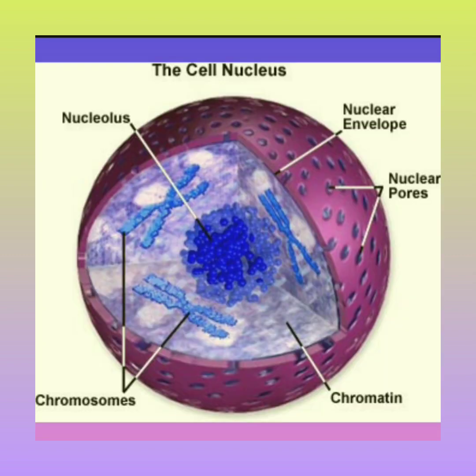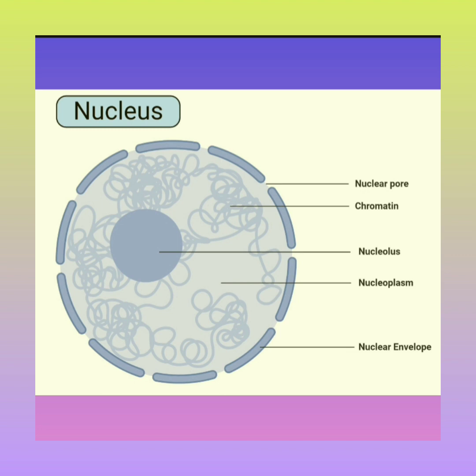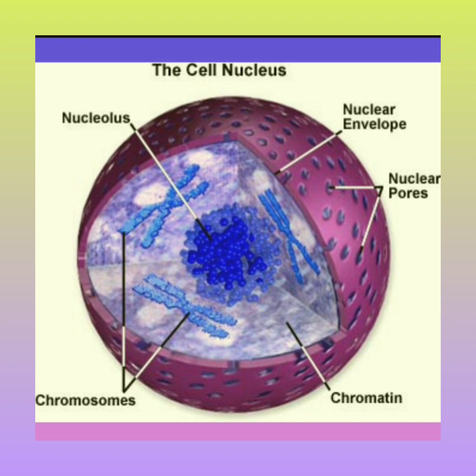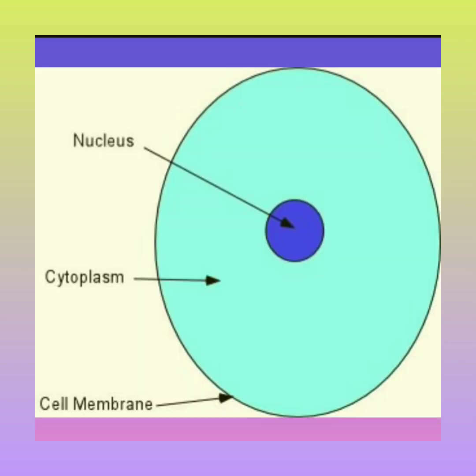Now the next part of the cell is the nucleus. It is the most important part of the cell, or you can say that it is the leader of the cell. Actually, it is the brain of the cell. As you can see, it is spherical in shape and is present at the center of the cell.